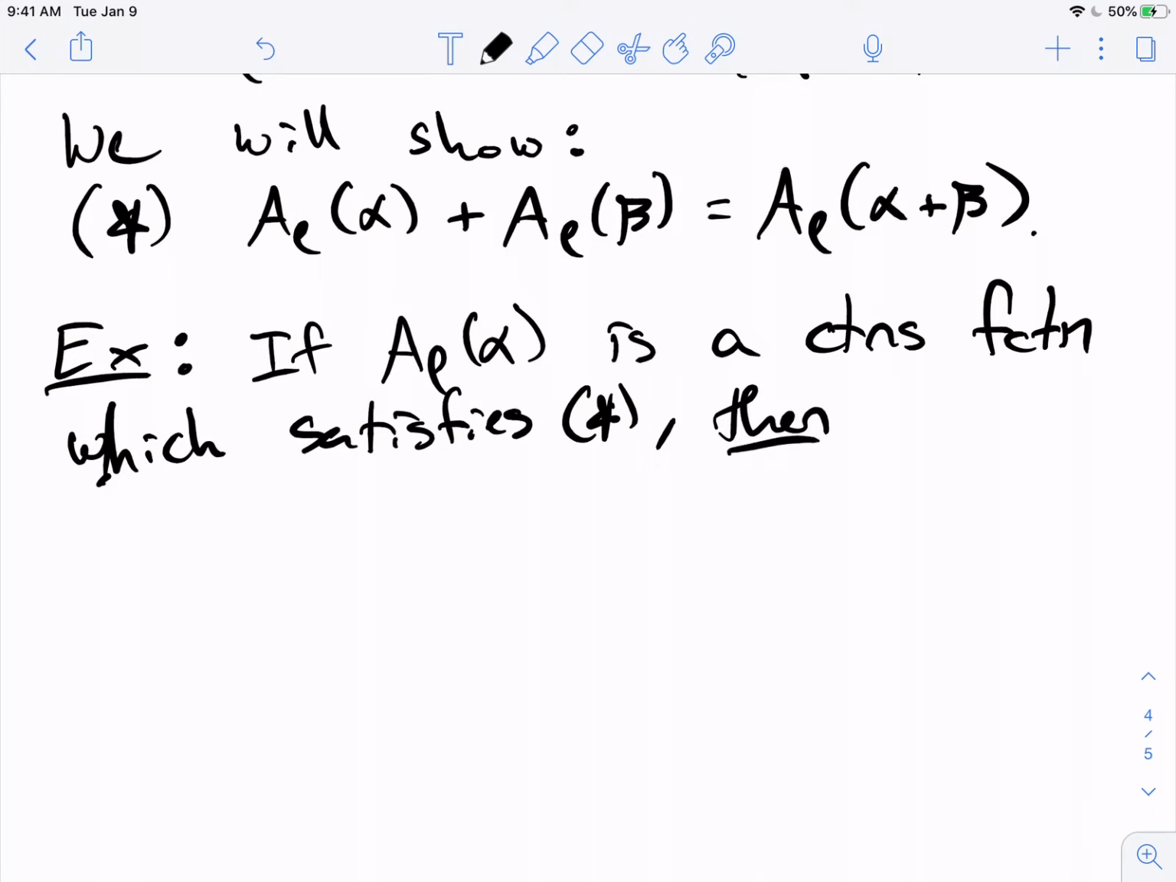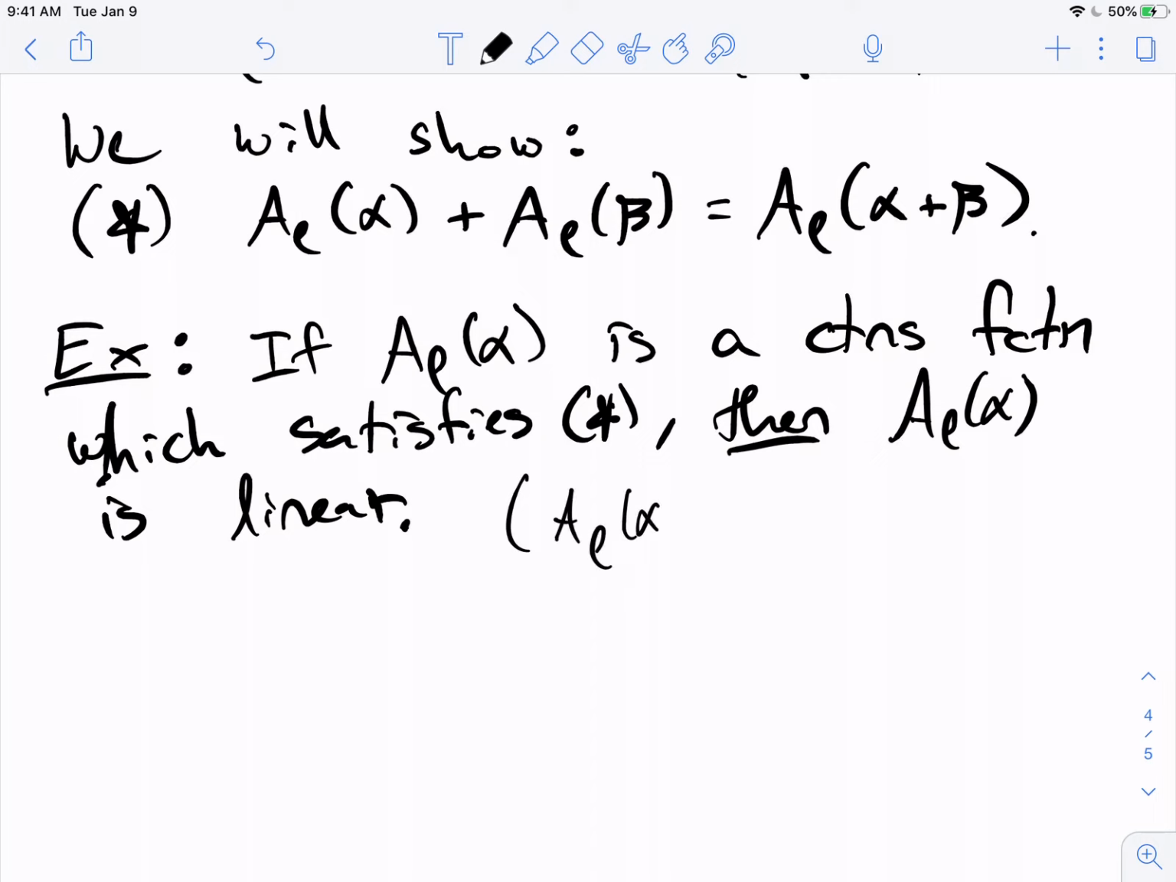then A rho of alpha is linear. So this is kind of a fun exercise. It involves using limits and what you know about continuous functions to prove this linearity. And actually, I believe that this actually just will show you automatically that A rho of alpha is equal to m times alpha with no b.